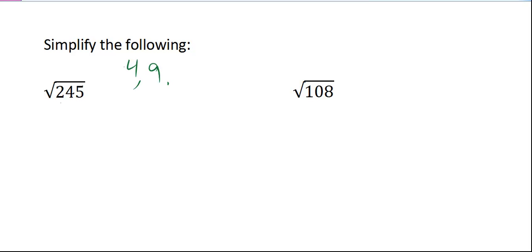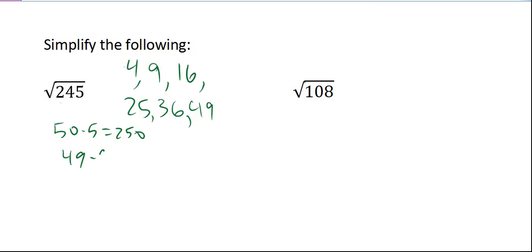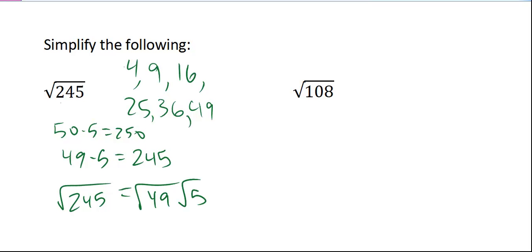We can keep going. 16, again, that's not going to work because it's not even, so that's not going to go into it. 25 is close, but 250 is the closest that goes into 25. 36, nope. 49, that might be interesting, right? Because if 50 times 5 equals 250, then 49 times 5 would equal, you got it, 245, right? So the square root of 245 is equal to the square root of 49 times the square root of 5, which is 7 root 5, and we're done.